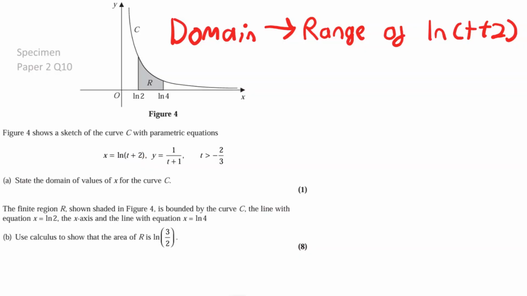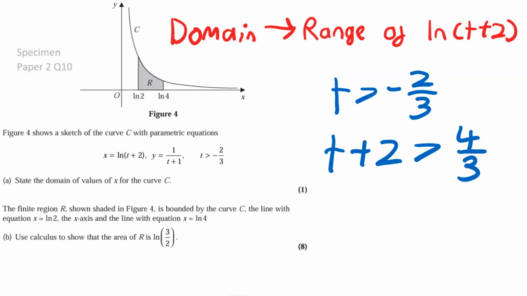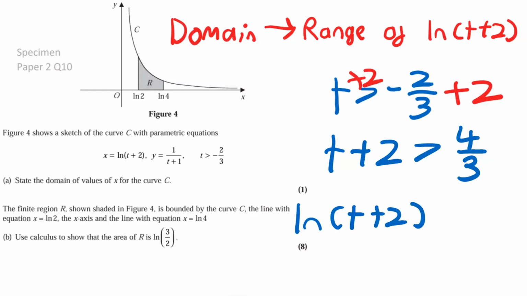So if we consider this t is bigger than minus 2 over 3, so here we have t plus 2, so that means that in this case t plus 2 is going to be bigger than 4 over 3. I've just added 2 to both sides here. So if we consider the natural log of t plus 2, the smallest value that this is going to have is the natural log of 4 over 3.